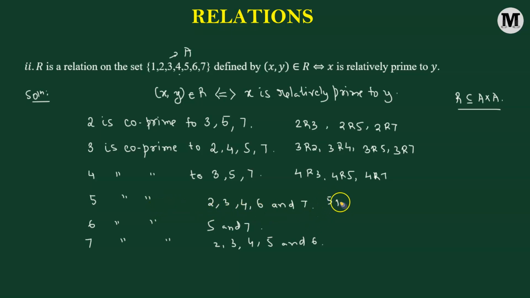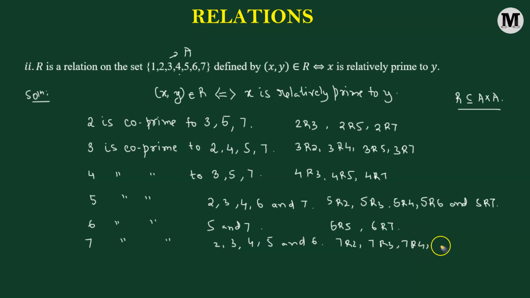5 is co-prime to 2, 3, 4, 6, and 7. So we have 5R2, 5R3, 5R4, 5R6, and then we have 5R7. Okay, next we have 6R5, 6R7, and then we have 7R2, 7R3, 7R4, 7R5, and 7R6. So we have successfully obtained all the relations between x and y.